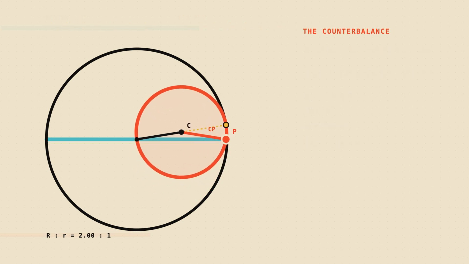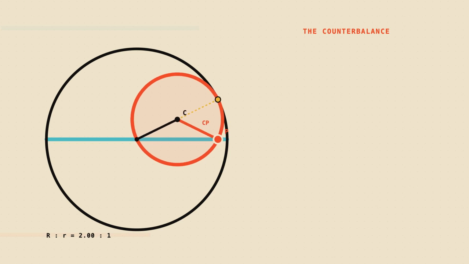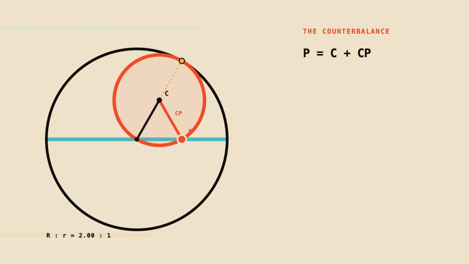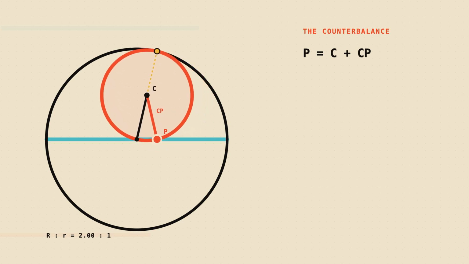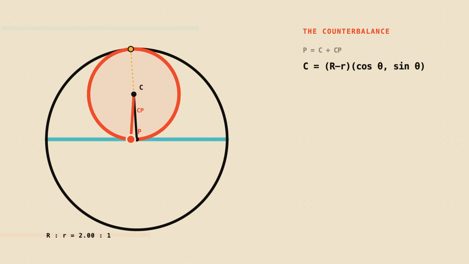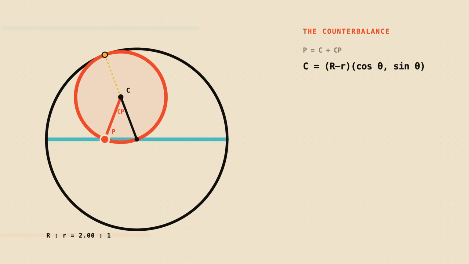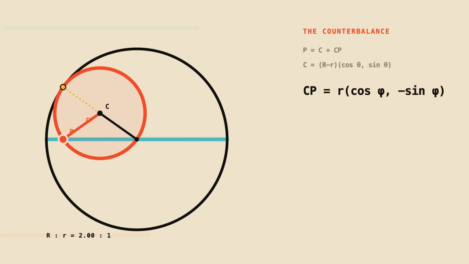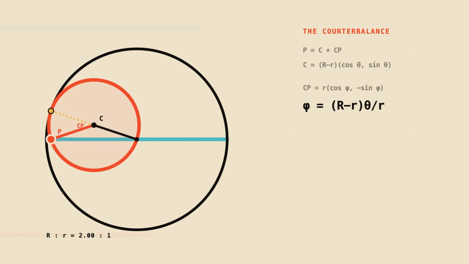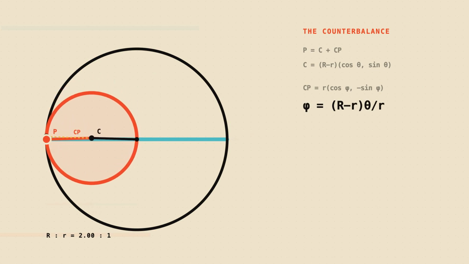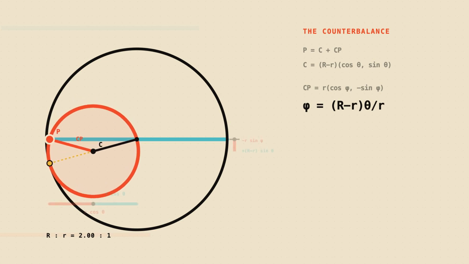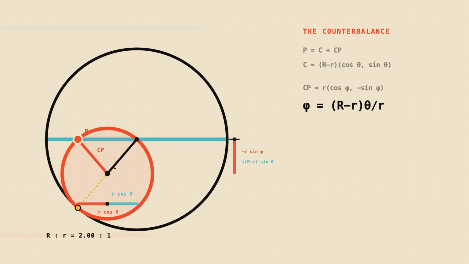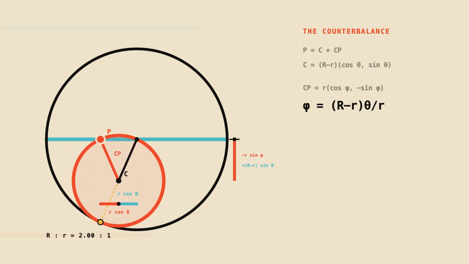Call the tracked point P and the small circle's center C. The position vector of P is the vector to C, plus the vector from C to P. The vector from the fixed center to C has length capital R minus little r and angle theta. The vector from C to P has length little r and clockwise angle phi, fixed by no slip. When capital R equals 2 little r, both vectors have length little r. Their angles have equal magnitude in opposite directions.